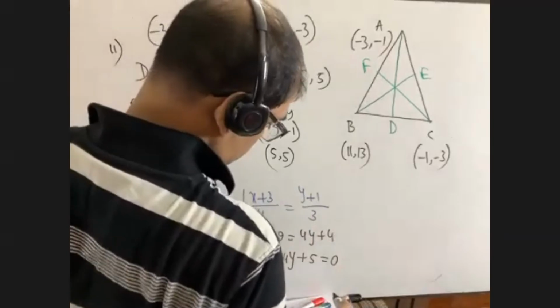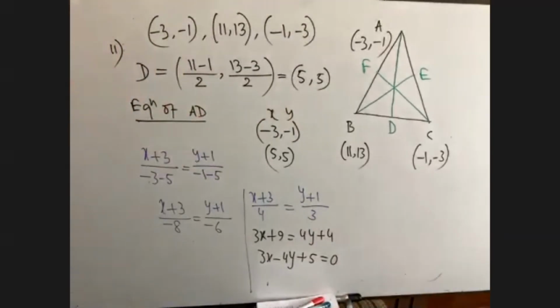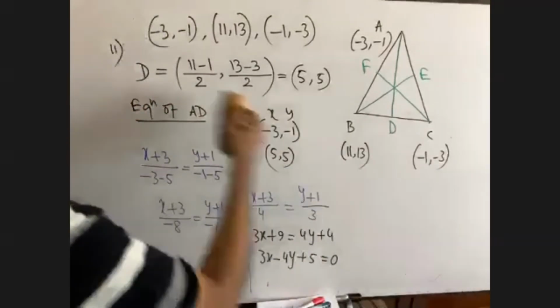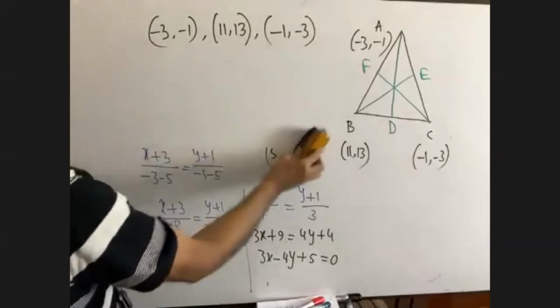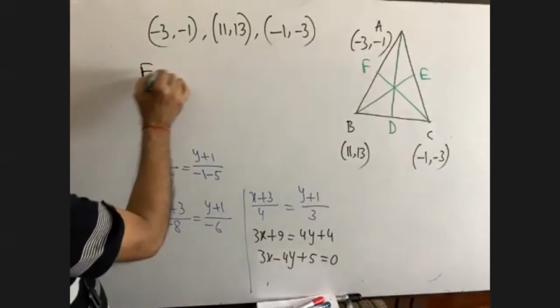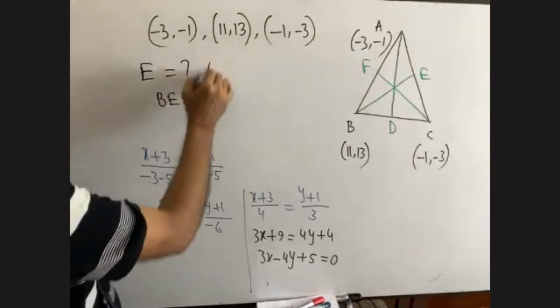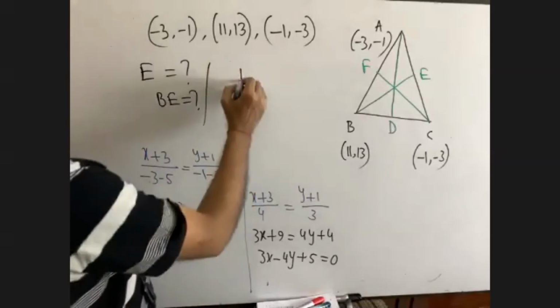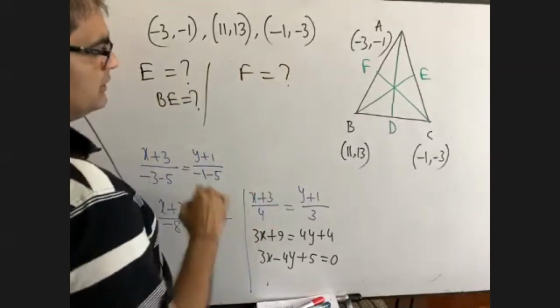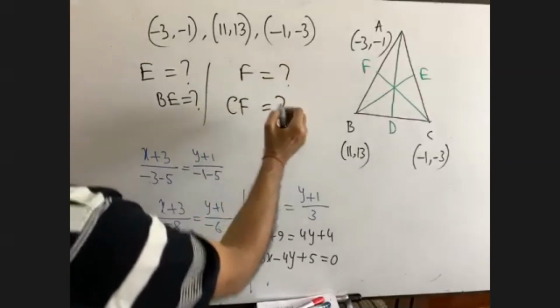So can you please find out D? D equals what? D is the midpoint of BC, right? So what is the formula to determine the midpoint? (x1 plus x2) by 2, that is (11 minus 1) by 2, then (13 minus 3) by 2. That is 10 by 2 equals 5. It is also 5.